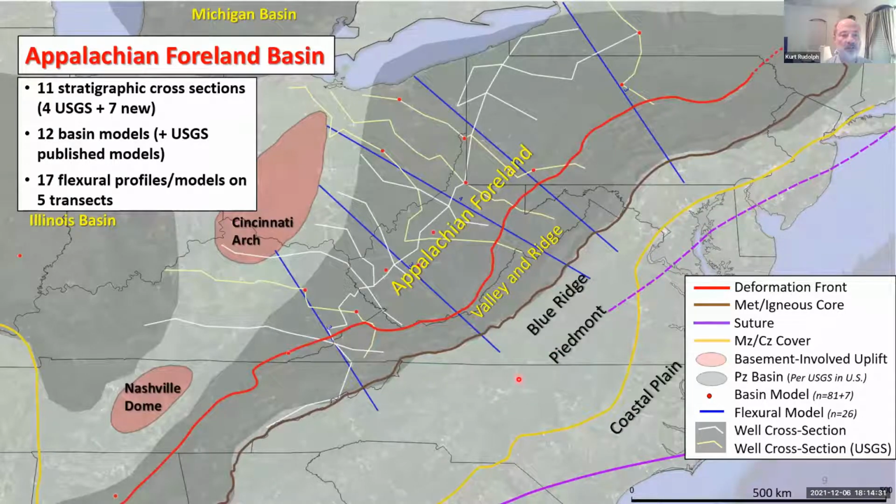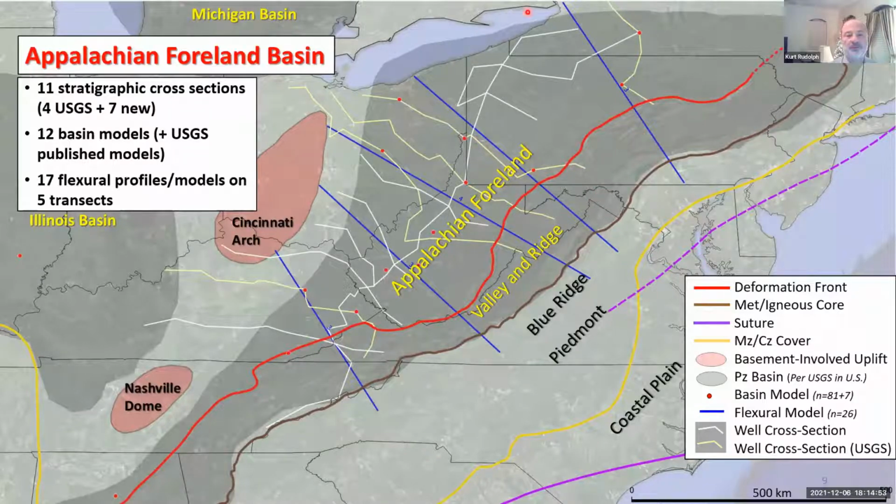There are 11 stratigraphic cross sections, 4 very good published USGS ones and 7 new ones shown in the white lines. There's an additional correlated wells in between. There's 12 calibrated basin models, and there's 17 flexural profiles along 5 different transects that are shown in blue.